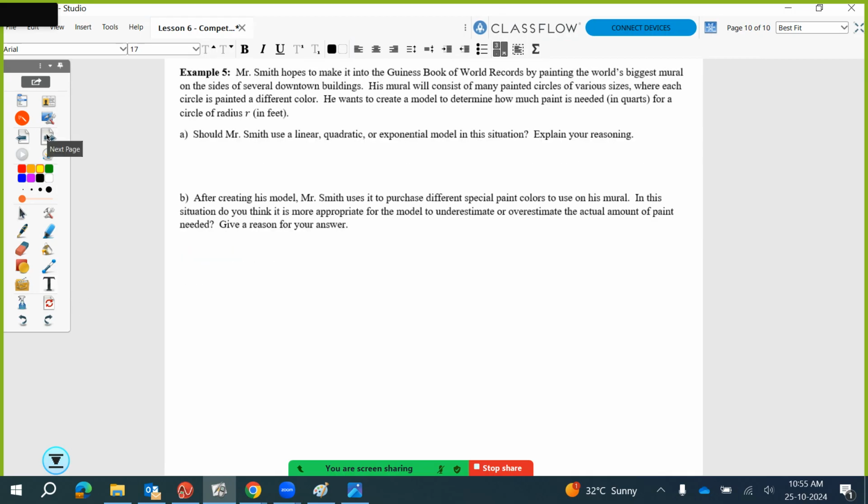All right, last one for today. Mr. Smith hopes to make it to the Guinness Book of World Records by painting the world's biggest mural on the sides of several downtown buildings. His mural will consist of many painted circles of various sizes where each circle is painted in a different color. He wants to create a model to determine how much paint is needed for a circle of radius r. Should Mr. Smith use a linear, quadratic, or exponential model in this situation? Discuss with your partners. What's the reason?